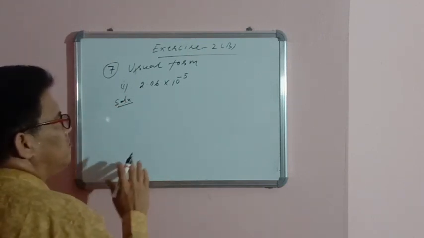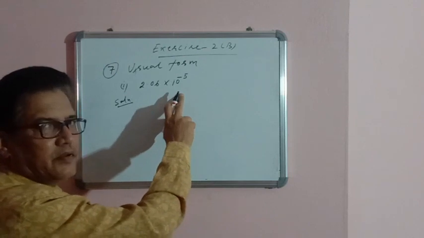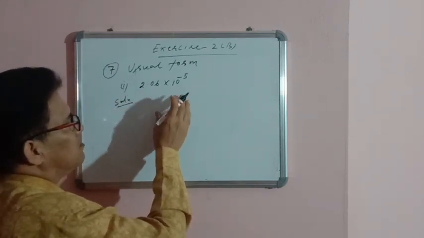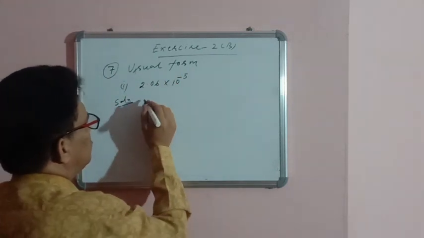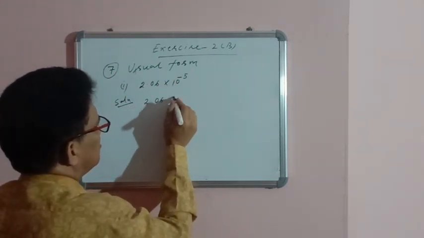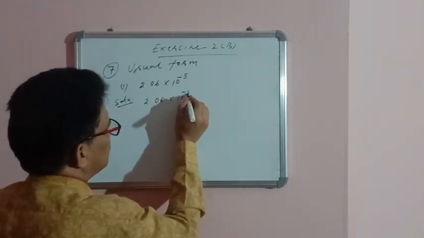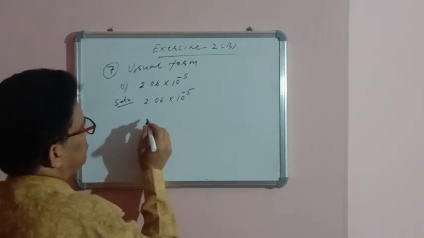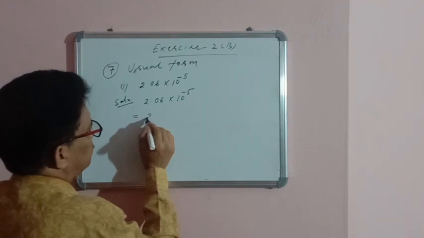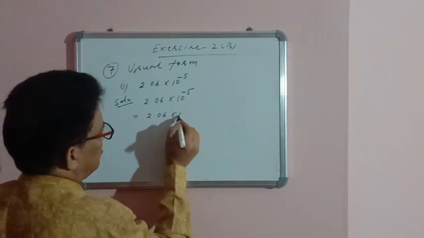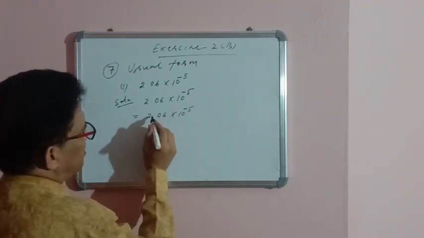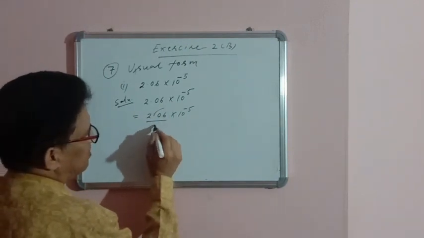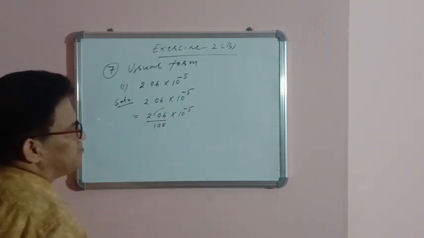This is given in standard form and we have to convert this into usual form. So 2.06 into 10 power minus 5 is given. If you remove this decimal sign here, then 100 will come at the denominator.